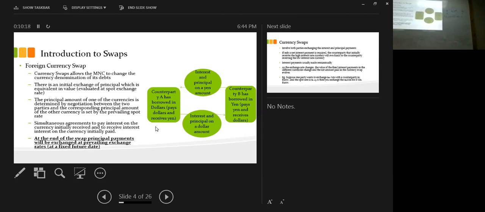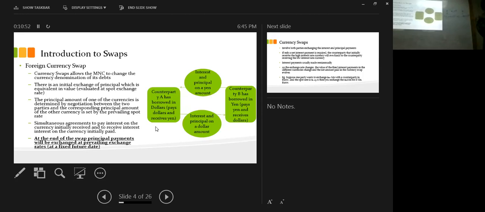$10 million divided by 1.2 is about 8 million euro. So that is how much they will be exchanging. At the initiation of a currency swap, you're exchanging principal and then you're exchanging cash flows, currency payments. Only in a currency swap.